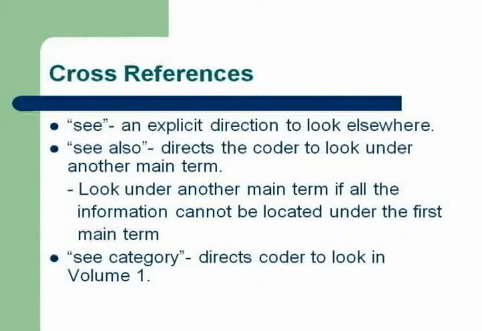Cross-references are used in Volume 2, Alphabetic Index. The cross-reference "see" is an explicit direction to look elsewhere. Follow this instruction. "See also" directs the coder to look under another term if all the information cannot be located under the first main term. And "see category" directs the coder to look in Volume 1, the tabular list, because the alphabetic index gives no further explanation or no further information.